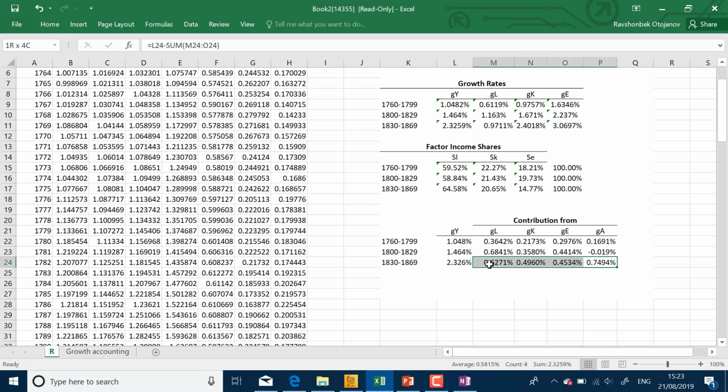This is something you will come across as well if you do a growth accounting exercise as homework using contemporary data in Britain or USA.